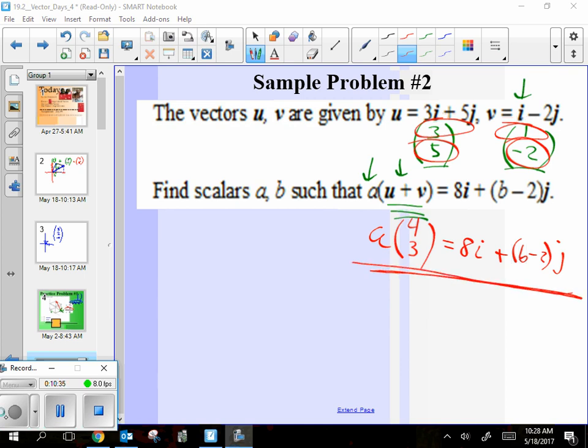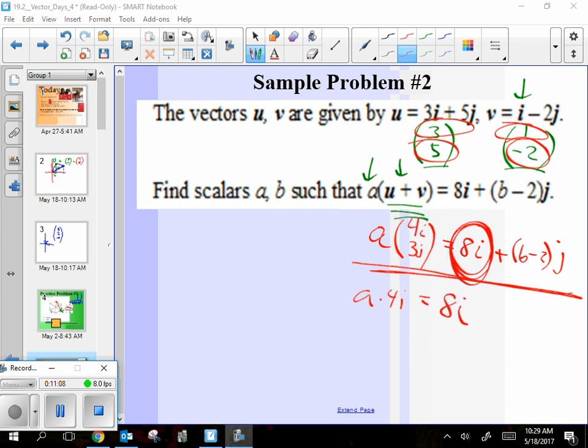So, what's 4 over 3 really? 4i plus 3j. Okay, so then, to get the i part of my answer, I'm going to take a times the 4i. A times the 4i will equal the 8i. That's the i part of my answer. Can you see that a therefore must be 2?